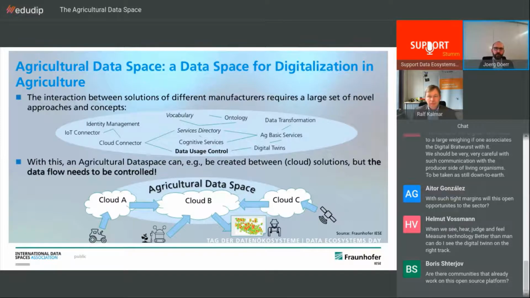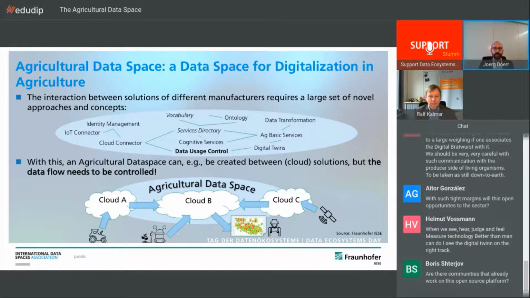So you all know that the agricultural data space for the digitalization needs a lot of concepts, and a lot of those were already explained today. We need the vocabularies, we need the connectors, and one technique that I want to highlight here in the middle is the bold one, the data usage control. That's just one further component that helps to control this kind of flow of data.